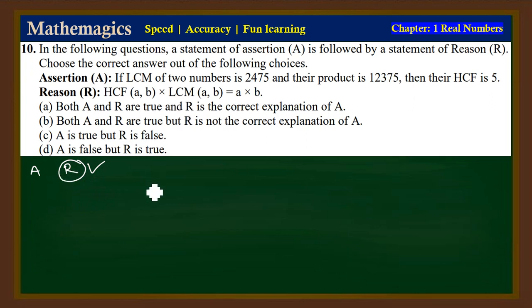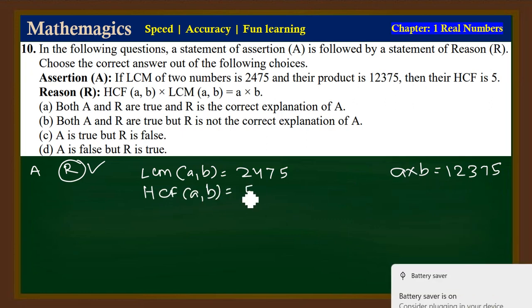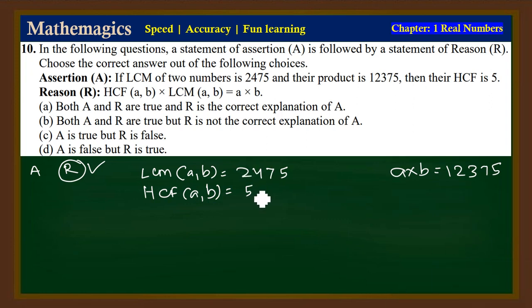The LCM of A and B is equal to 2475, and the product A times B of both the numbers is 12375. The question is to check whether the HCF of A and B will be 5 or not. So there is a question mark. We are going to prove it with the help of the reason only. The reason says HCF of A and B times LCM of A and B will be equal to A times B.